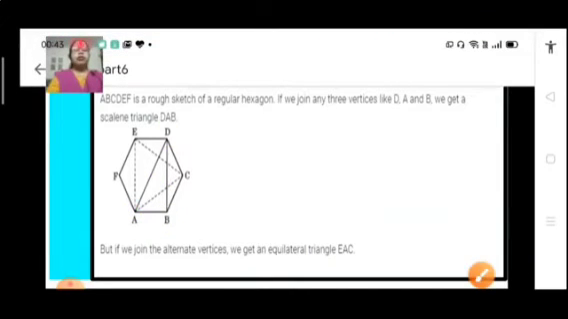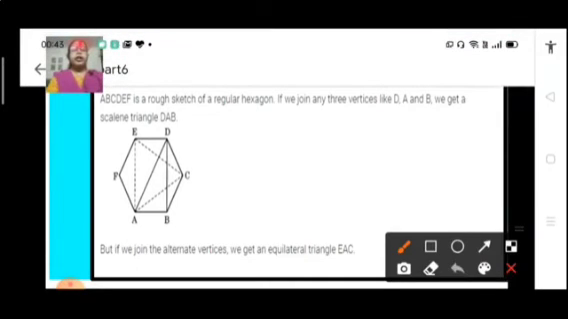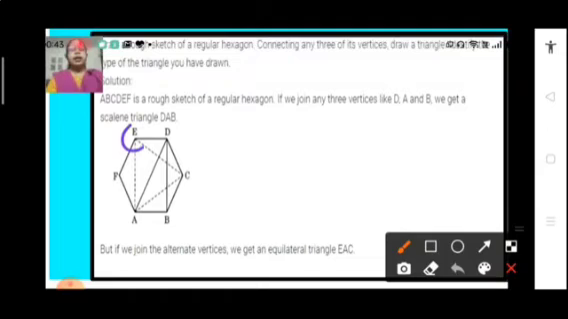Similarly, we can draw one more triangle by joining the alternate vertices like E, C and A. We can join them and form a triangle. This triangle will have all the sides equal, so it is an equilateral triangle EAC.